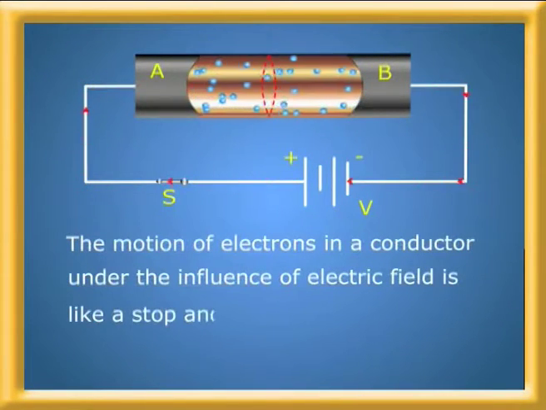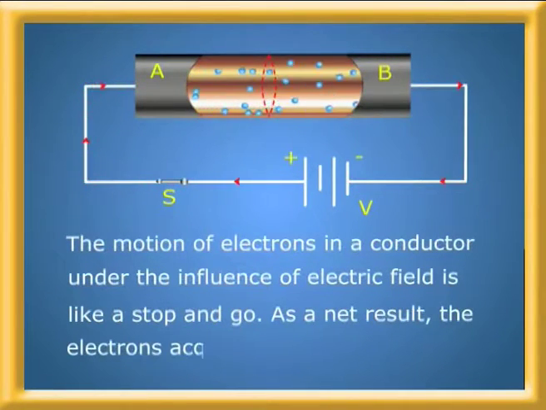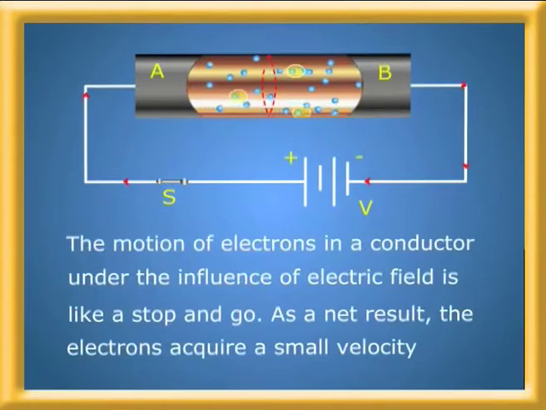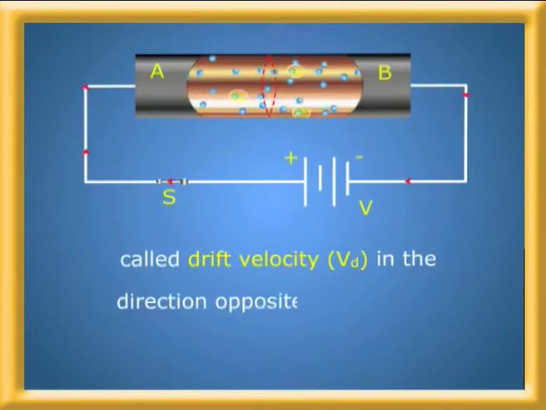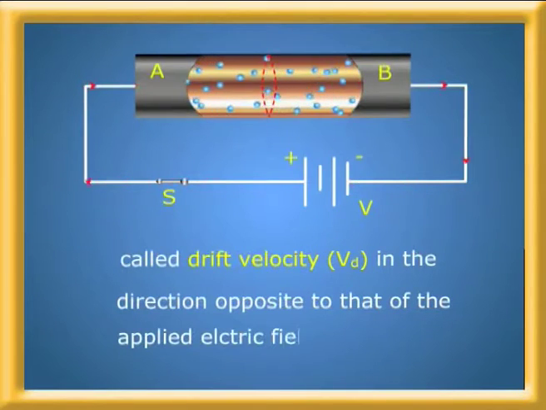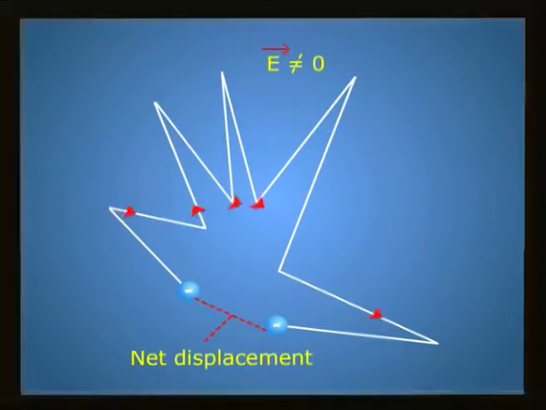As a net result, the electrons acquire a small velocity called drift velocity Vd in the direction opposite to that of the electric field. The flow of electrons with drift velocity from one end to the other end of the conductor constitutes an electric current. The drift velocity is of the order of 10 to the power of minus 4 meters per second, which is very small.